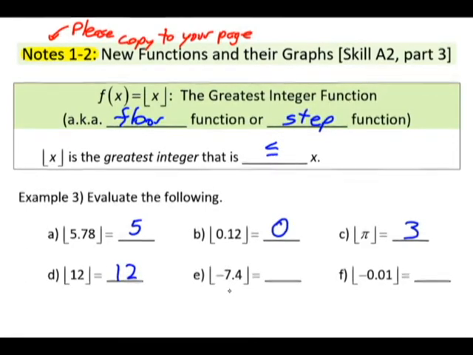Watch out for the negative numbers. Floor of negative 7.4 is negative 8. That is less than or equal to x. We're not just chopping off the decimal. We're looking at what's less than negative 7.4. Similarly, with negative 0.01, we have negative 1.